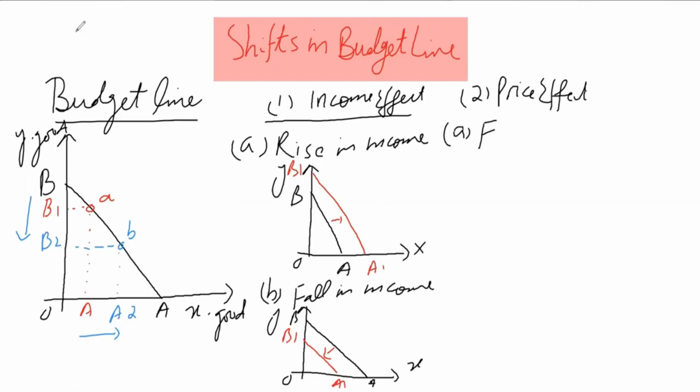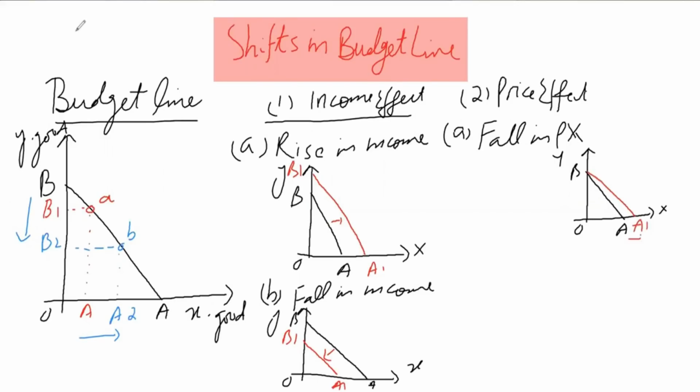The second situation which shifts budget line is price effect, and we suppose that there is fall in price of x. Px stands for price of x. Now if there is fall in price of x, it means purchasing power of consumer has increased to purchase greater quantities of x good only, so the purchasing power for y is remaining the same. So budget line will pivot and shift to the right on x-axis. Now the second situation is rise in price of x.